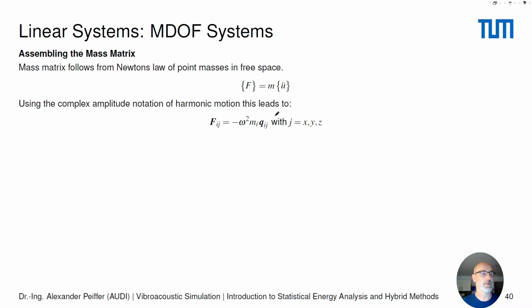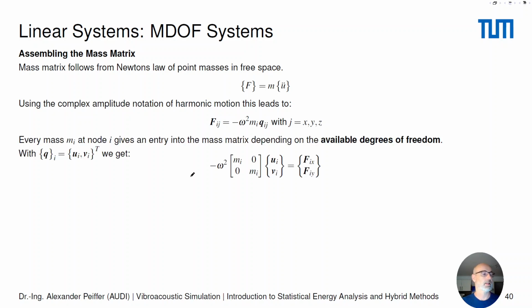That means if we have an external force in several directions at several nodes, here again, the first index is the position, and j is the index for the direction. We have to set up this equation for every point mass and for every direction. For instance, if we do this for one mass, and we just talk about X and Y direction, or u and v for the displacement notation, the mass matrix would look like this.